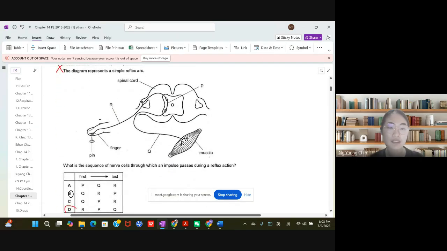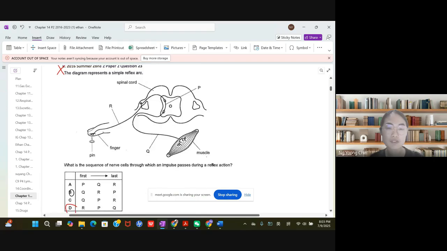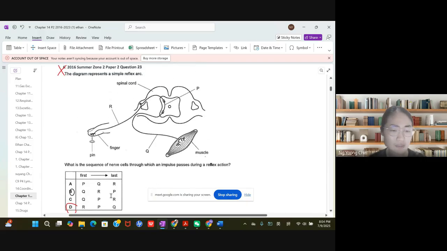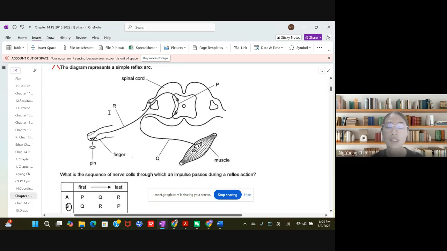And then for this one, this is a simple reflex arc. What is the sequence of the nerve cells through which an impulse passes during a reflex action? Your answer is QRP. I'm wondering why you wrote QRP, but the correct one is RPQ. So R, can you identify the type of neuron? We have three types of neuron: the sensory neuron, interneuron, and the motor neuron.